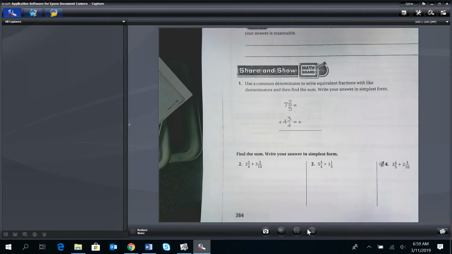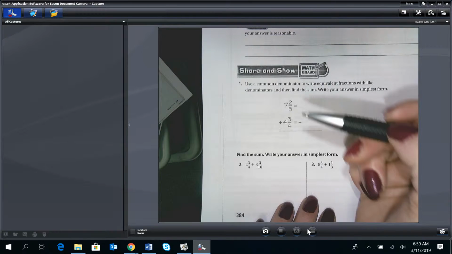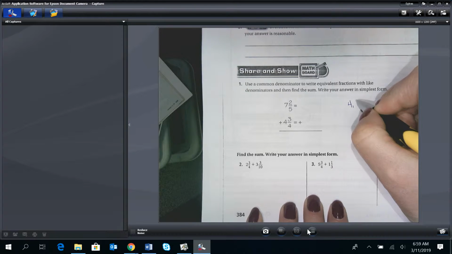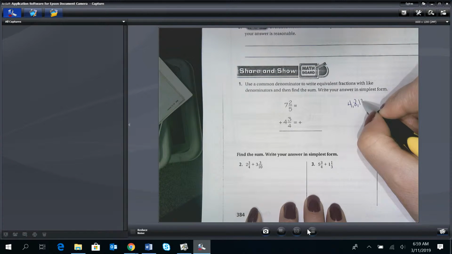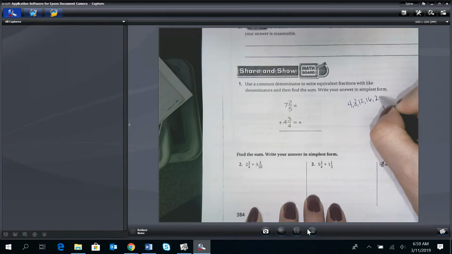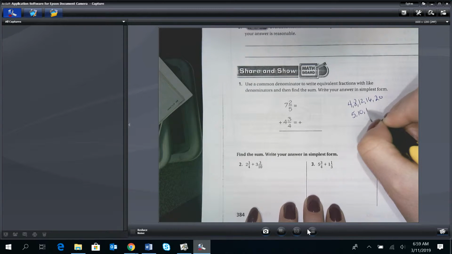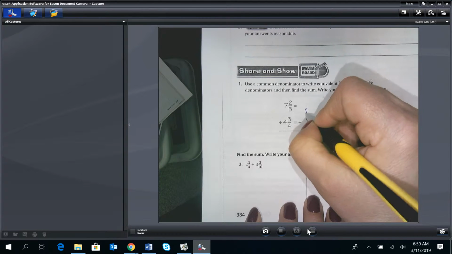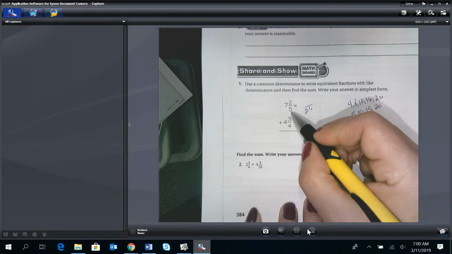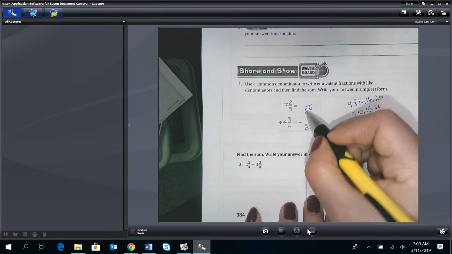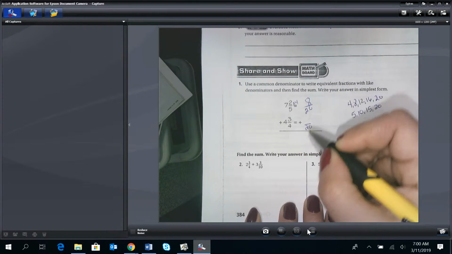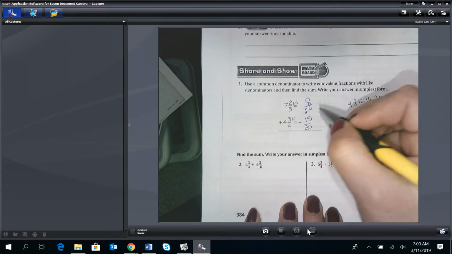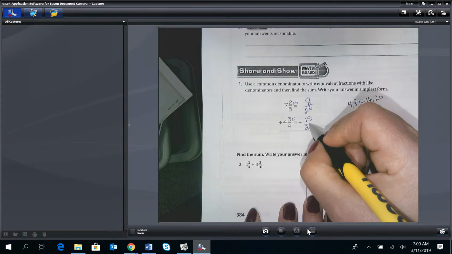Use the common denominator to write the equivalent fraction. Here we go. So, first of all, I'm adding. I got 4, 8, 12, 16, 20, 5, 10, 15, 20. 20 is my common denominator. What I do to the denominator, I have to do to the numerator. 5 times 4 is 20, so 4 times 4 is 16, 8. And 4 times 5 is 20, and 3 times 5 is 15. I add those together.